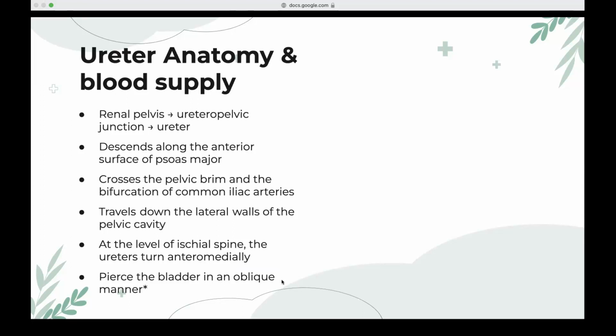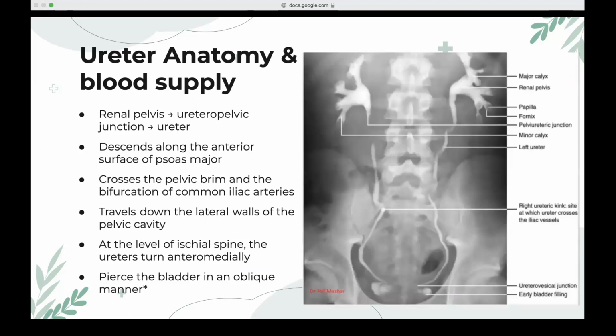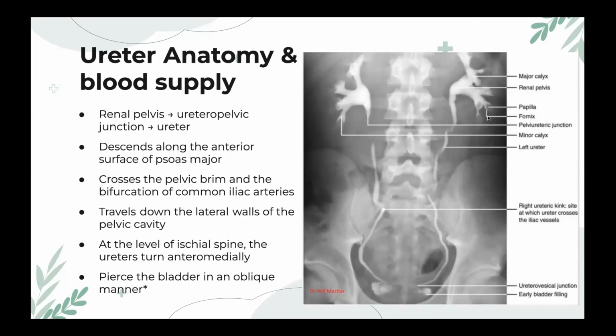Why does it enter obliquely? Does anyone know why? So that there's no obstruction. Actually, so that there's no reflux or regurgitation. So when urine goes down and goes into the bladder, when it enters this way, it forms a one-way valve. So that when the urine accumulates in the bladder, it does not go back. That's why it enters the bladder in an oblique way. Okay, to prevent backflow. Exactly. Okay, by forming a one-way valve.